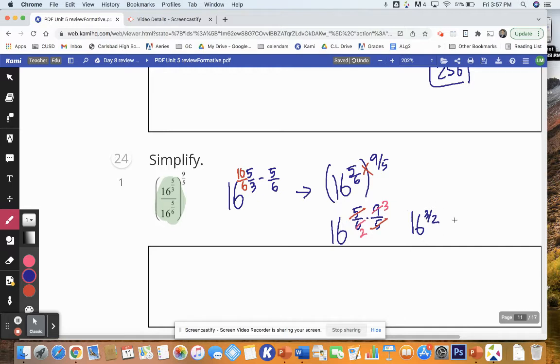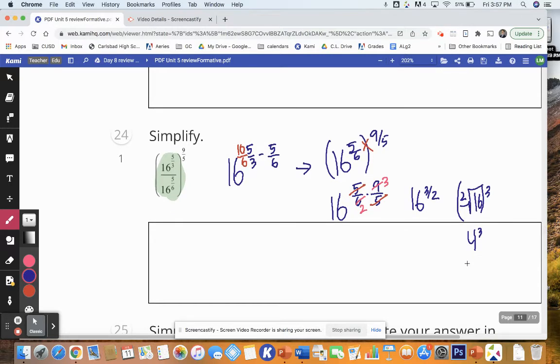Now I want to keep going with this because 16 to the 3 halves is really the square root of 16 cubed. I can take the square root of 16 as just 4, and then I'm going to cube that. So 4 times 4 times 4 is 64.